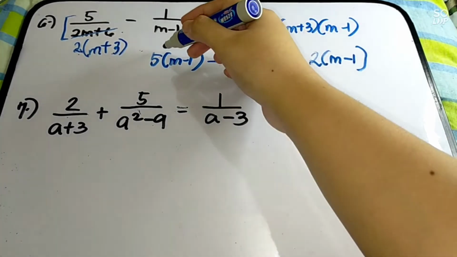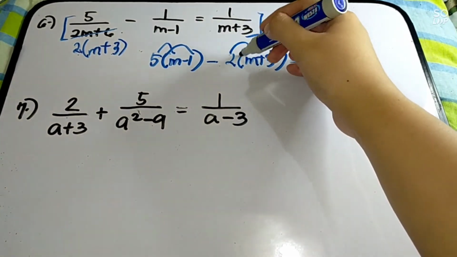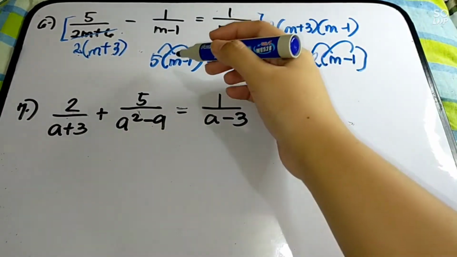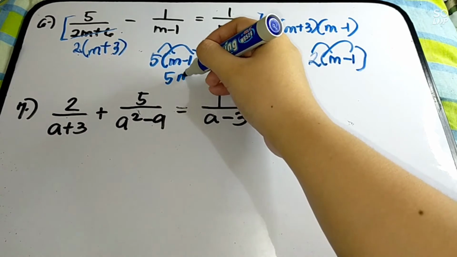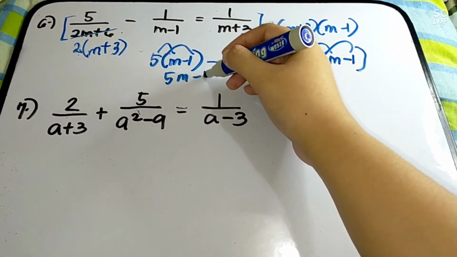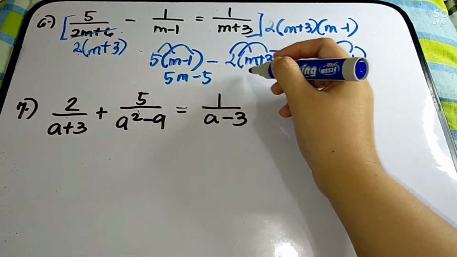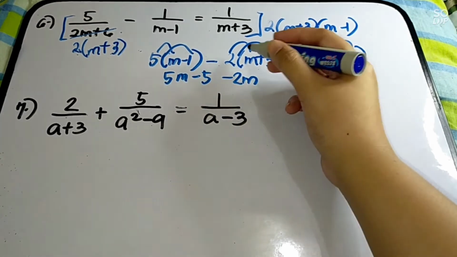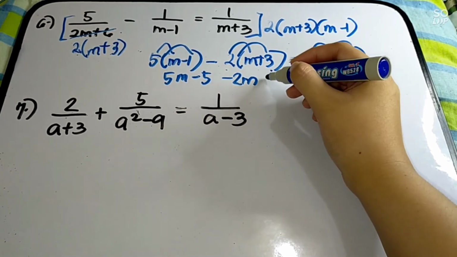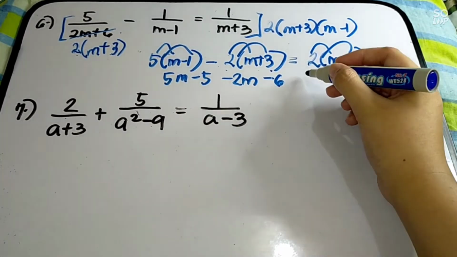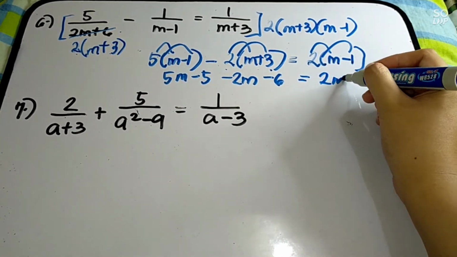Then, distribute na natin. Distribute, distribute, then distribute. So, this one becomes 5m minus 5 times 1, that is 5. Then, negative 2 times m, that is negative 2m. Negative 2 times 3, the answer is negative 6. It is equal to 2m minus 2.